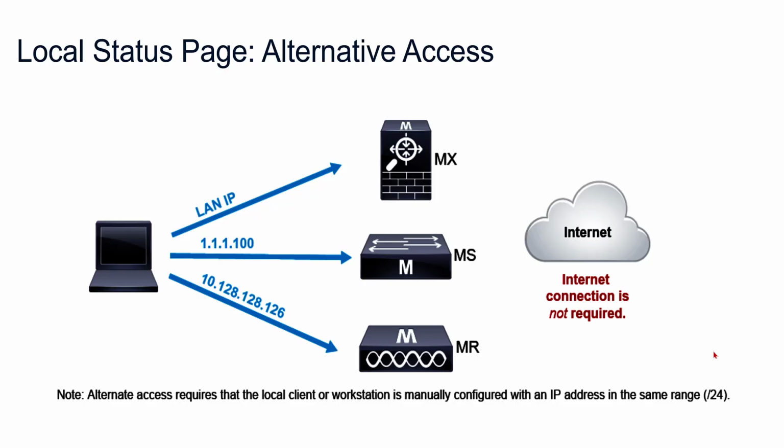In the MS switch, it's 1.1.1.100/24. That's the default. And in the access point, it's 10.128.128.126/24. This only works, though, if your client is manually configured in the same subnet. If you're not in the same layer 3 network, it's not going to work.